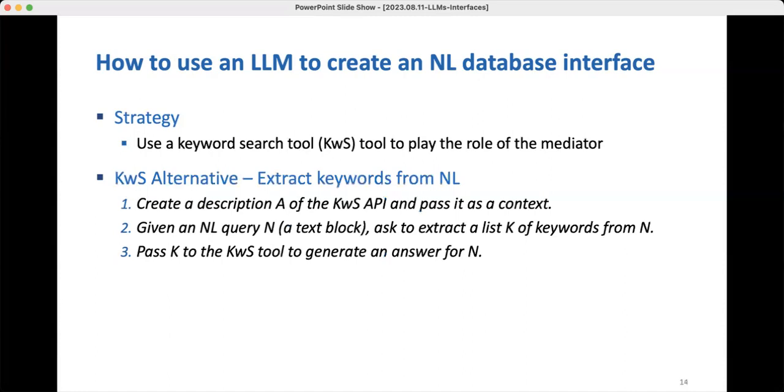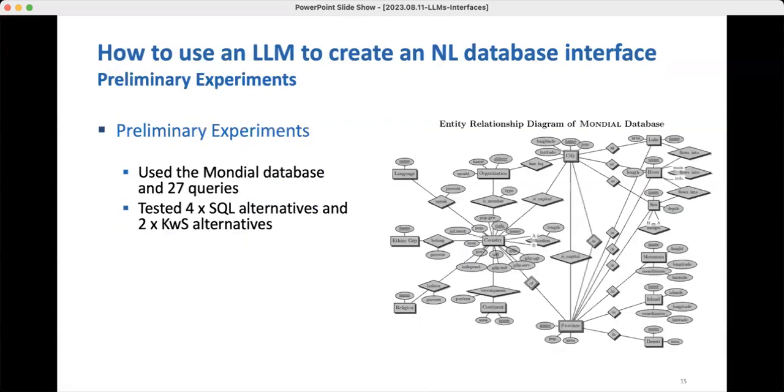A second alternative would be to use a keyword search tool to play the role of the mediator. Then the task of the large language model will be to translate the text box, the natural language query, into a list of keywords, which are then passed to the keyword search tool to generate the answer.